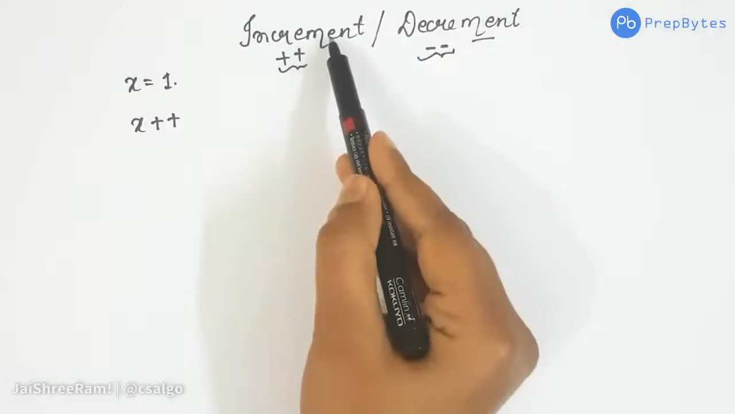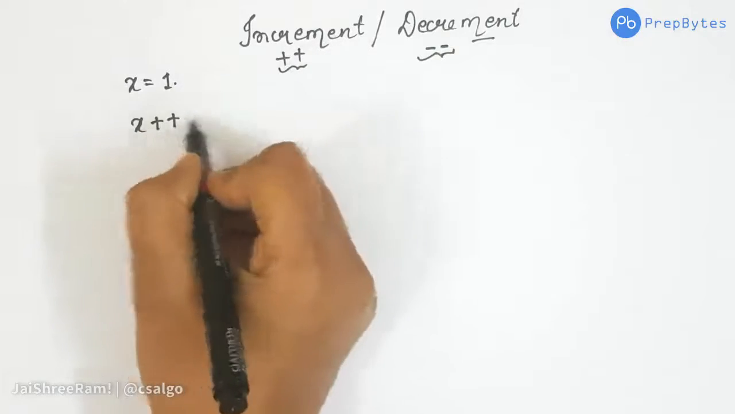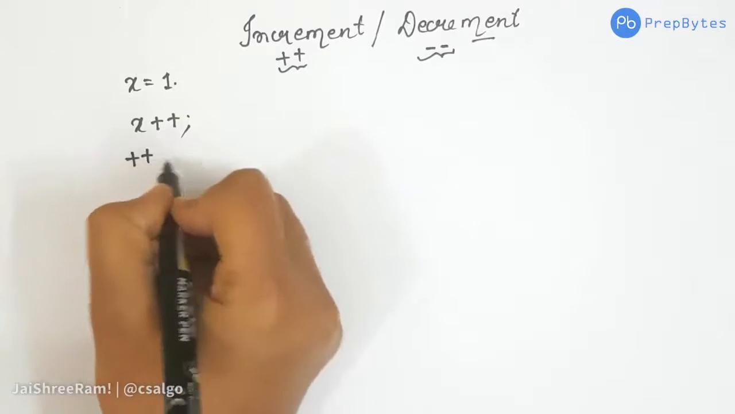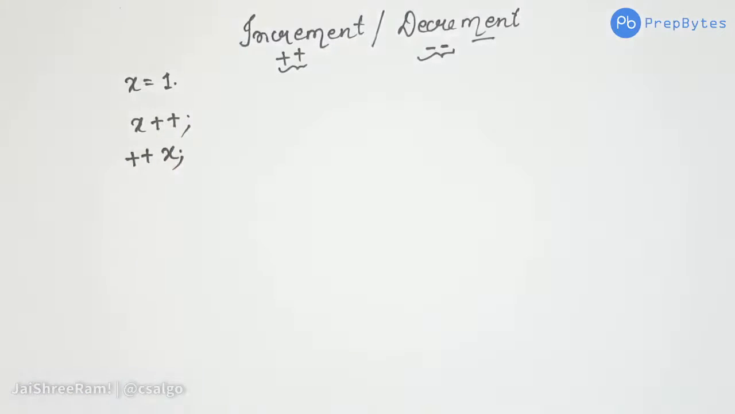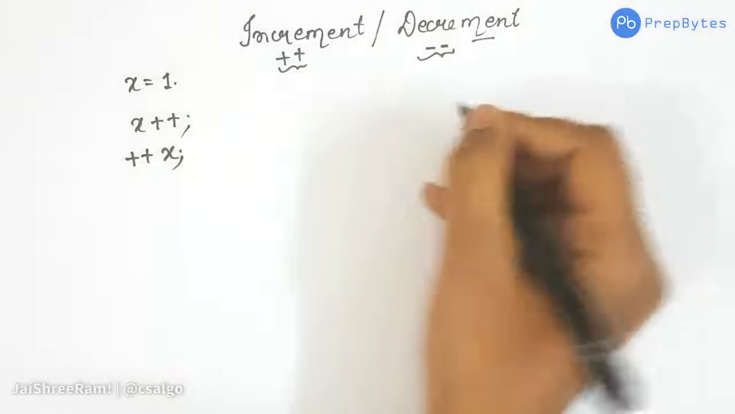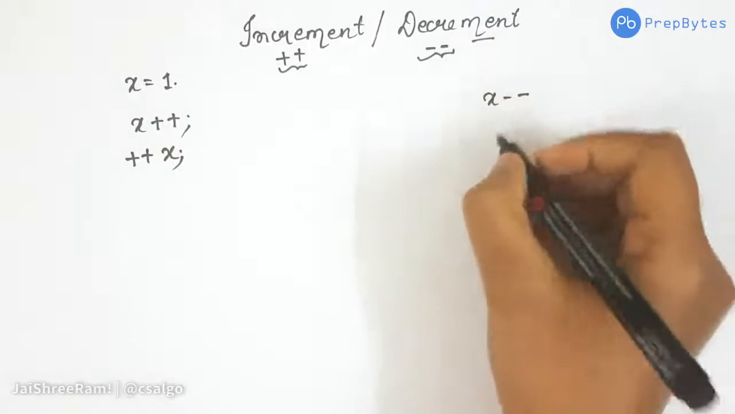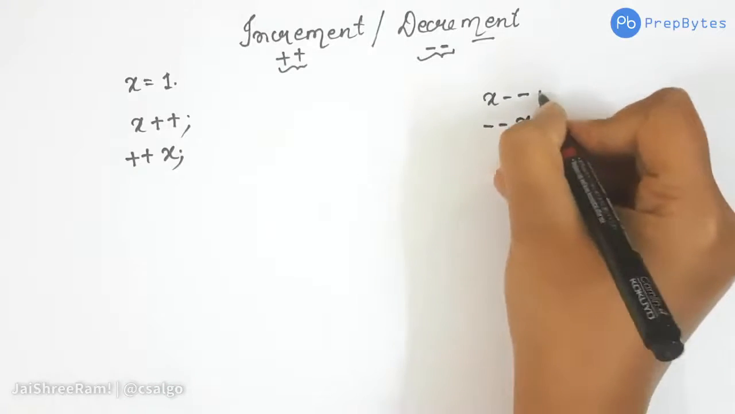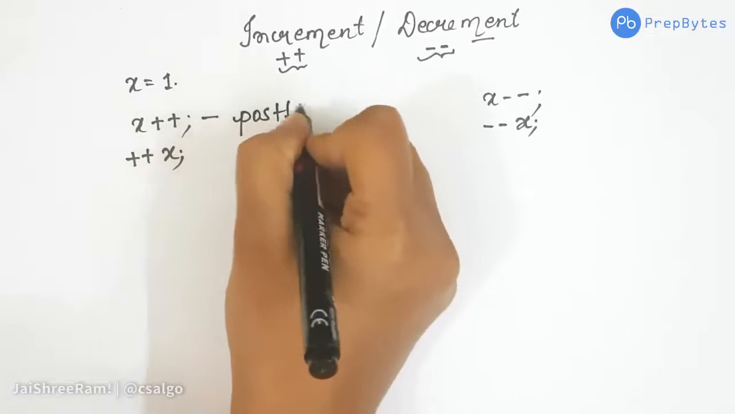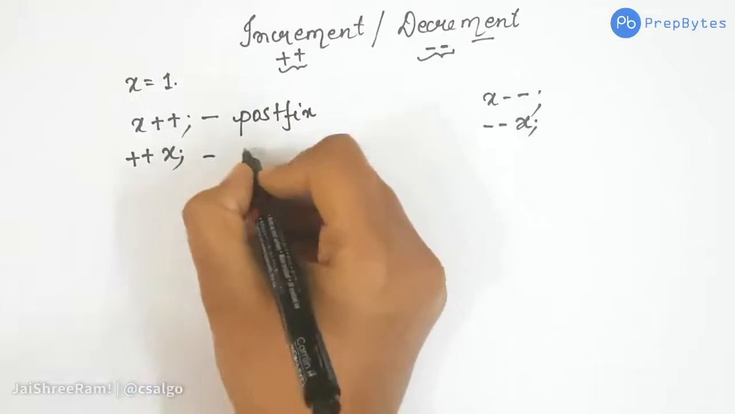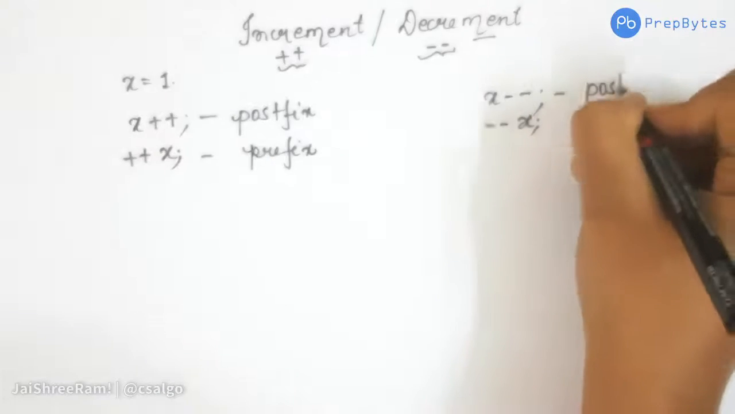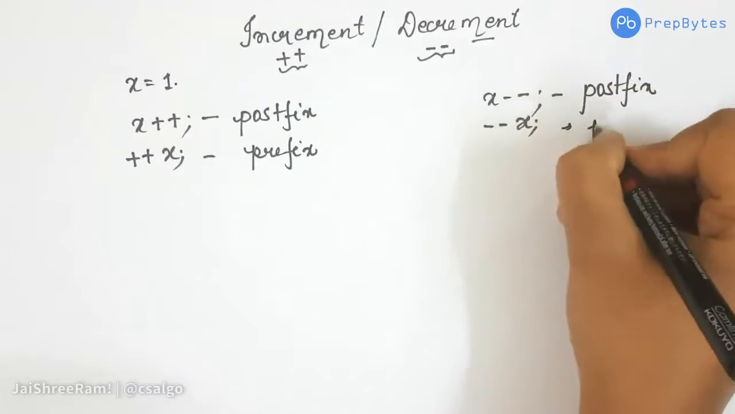If I try to see about increment, I can use it in two ways. First, x plus plus, and then we have plus plus x. We will talk about the difference. Similar is the case with decrement. I can use decrement either as x minus minus or minus minus x. This is what we call the postfix increment operator, and this is known as the prefix increment operator. Again, this is postfix, this is prefix.